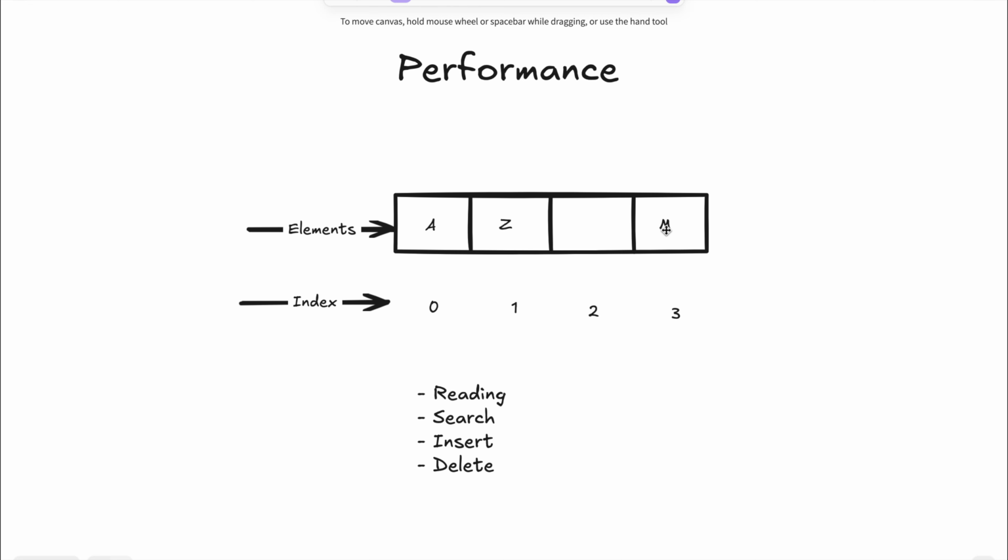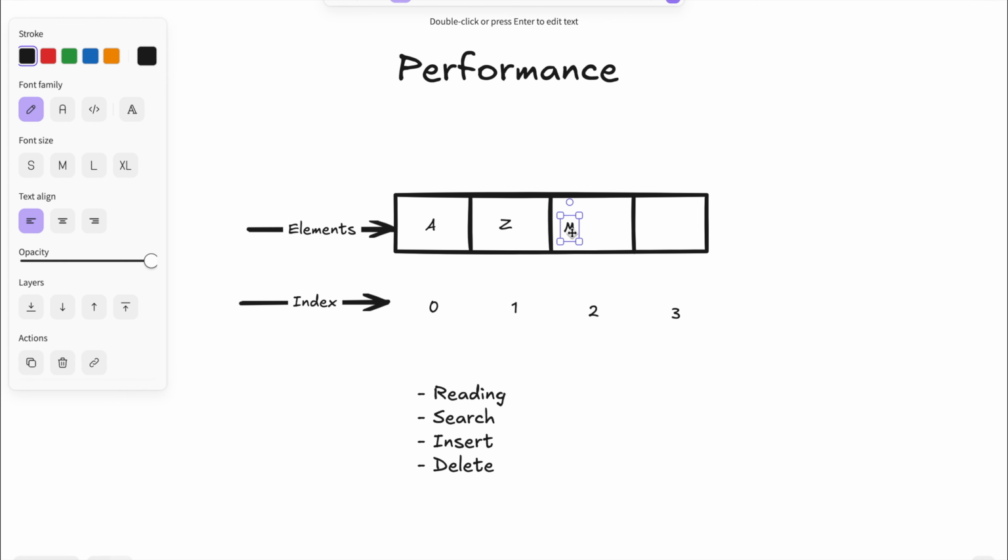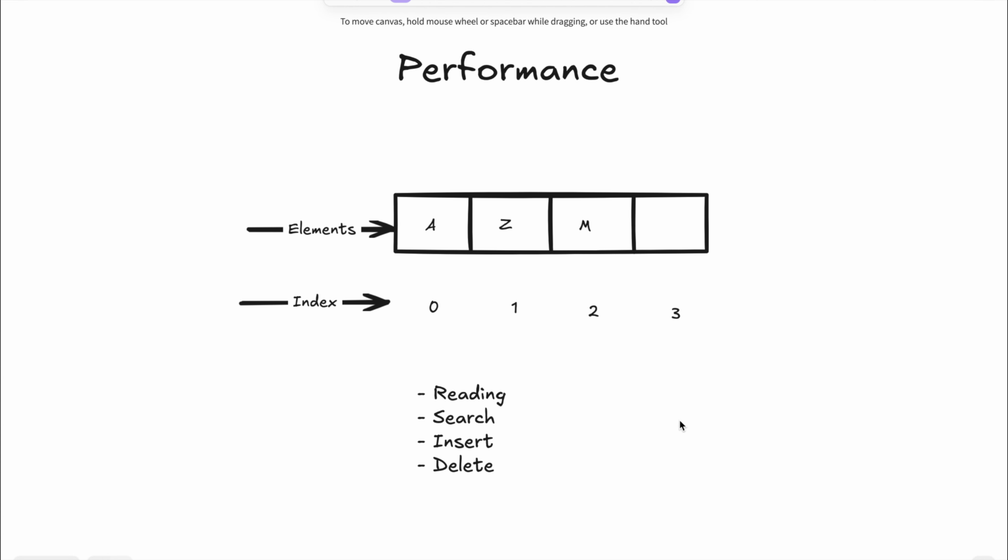So we would have to fill in the space by moving M to here. And if there were more elements, we would have to move them to the left by 1. The order of operation would be first delete the element, then move other elements around to fill the gap. This means n plus 1 operations again.